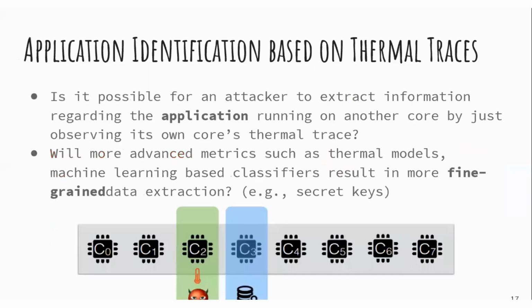Now, it's quite interesting to think whether or not it's possible, just by measuring thermal traces, that an attacker will be able to identify which application is running on another core. Maybe with some clever machine learning models, he could even reveal secret keys in that way. Just think about how scary that is.